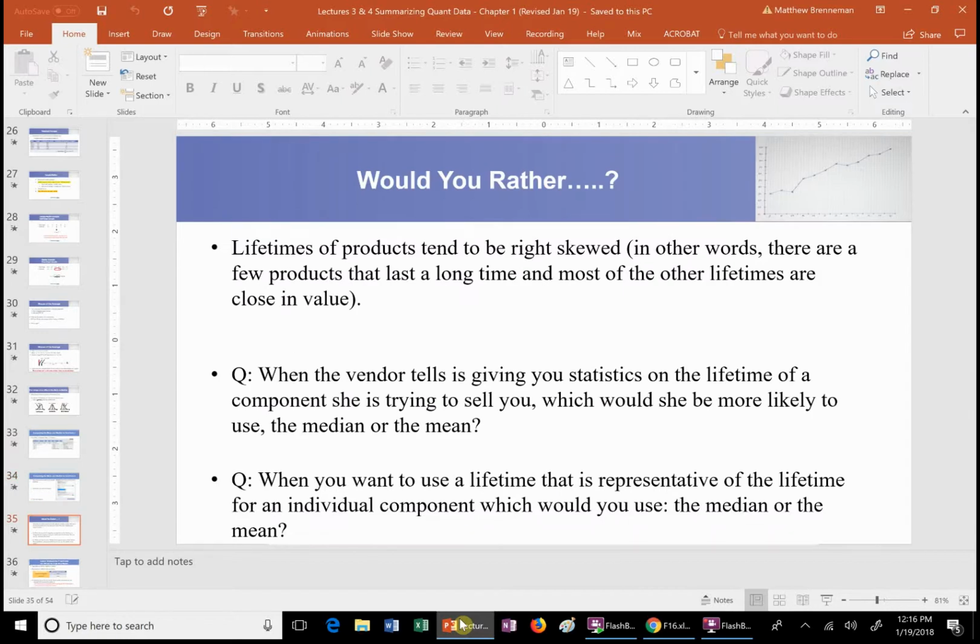So let's think about this for a second. One of the things that we know is that when we look at the lifetime of a component, if we look at the whole population, we look at the distribution of the lifetimes. So this is the lifetime of some component.